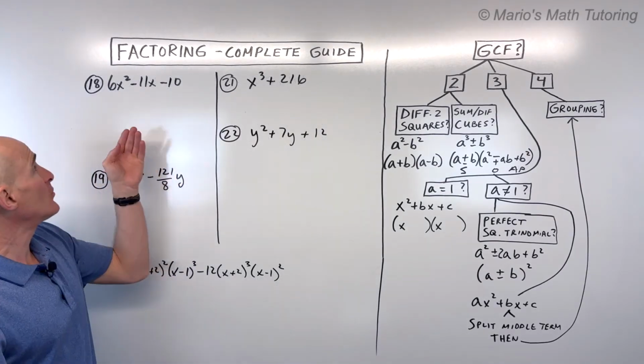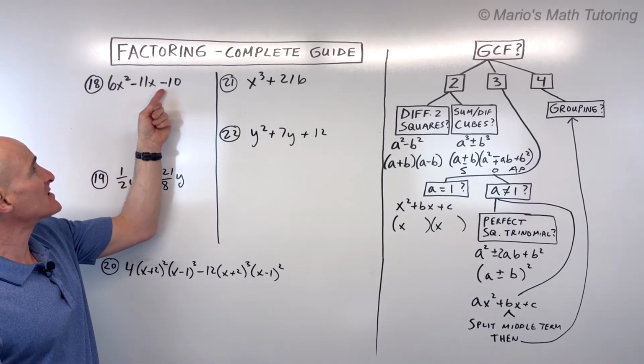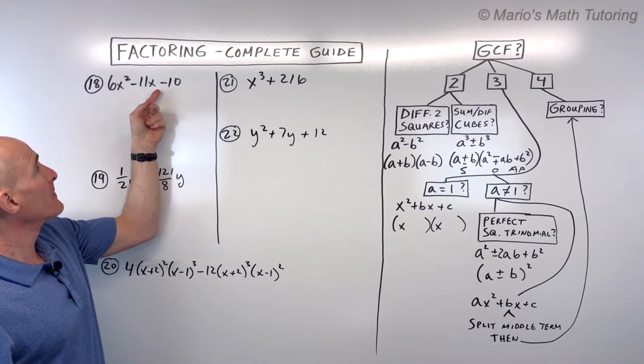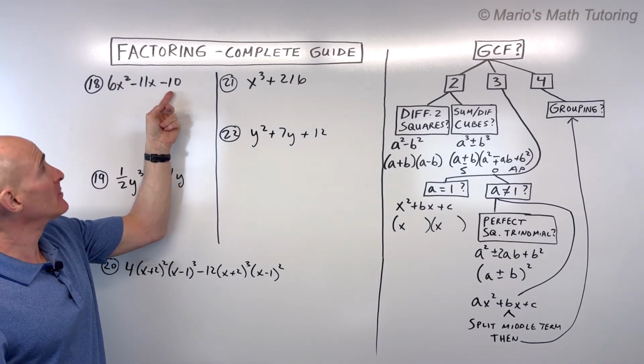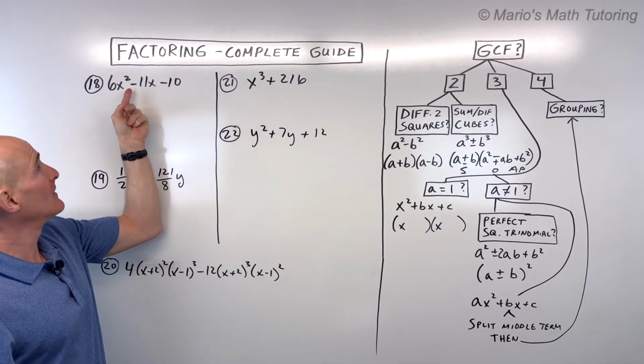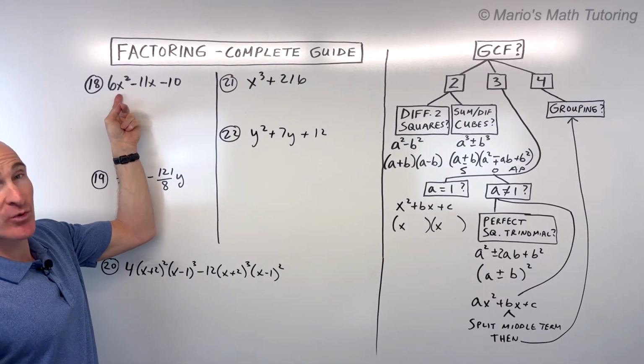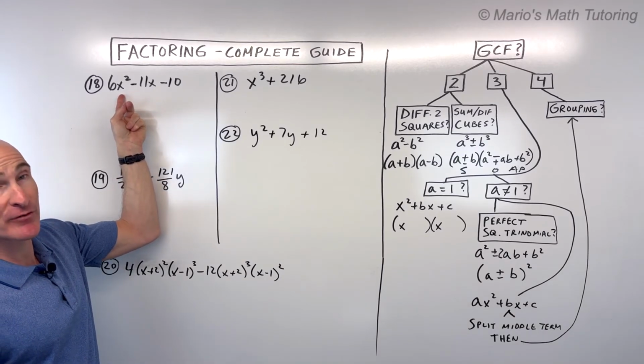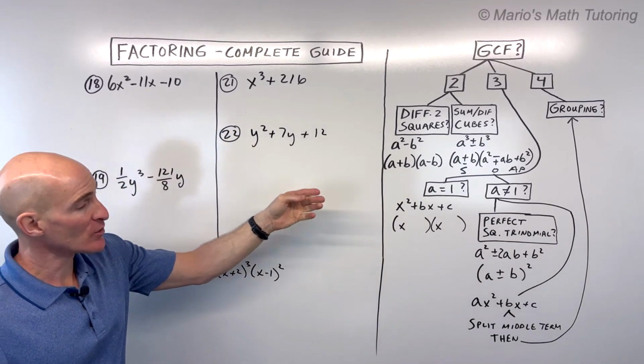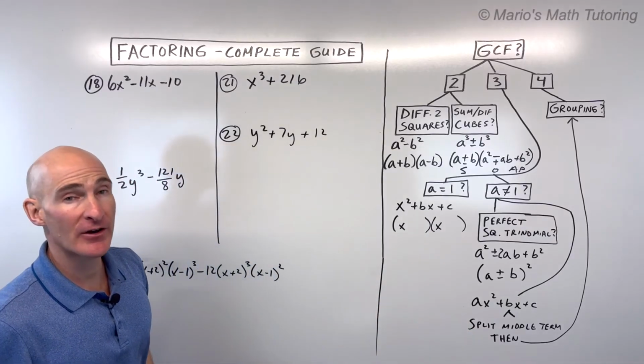For number 18, what do you think? We've got 6x squared minus 11x minus 10. There's not a greatest common factor. We've got 3 terms. The leading coefficient is not 1. This is not a perfect square trinomial because 6x squared is not a perfect square. So that means we're going to split the middle term and then try the factoring by grouping.